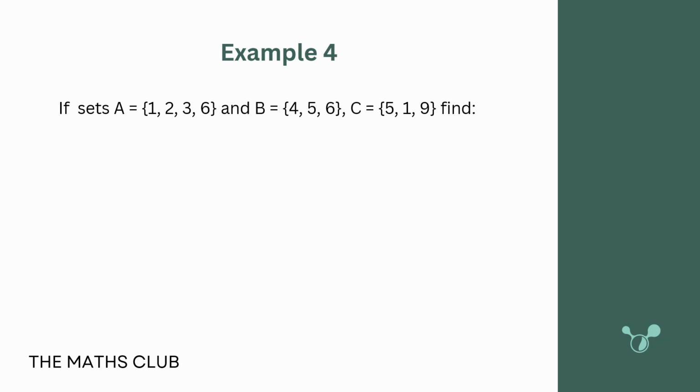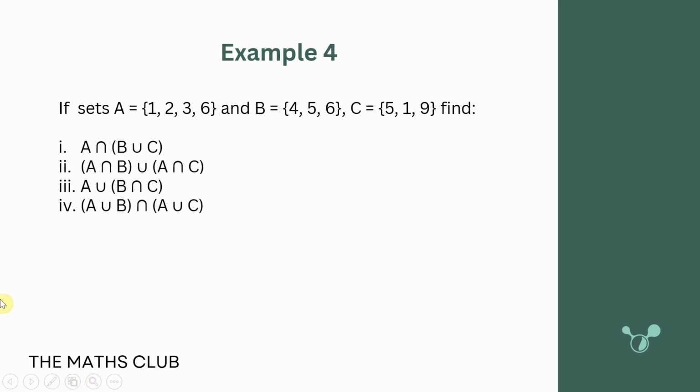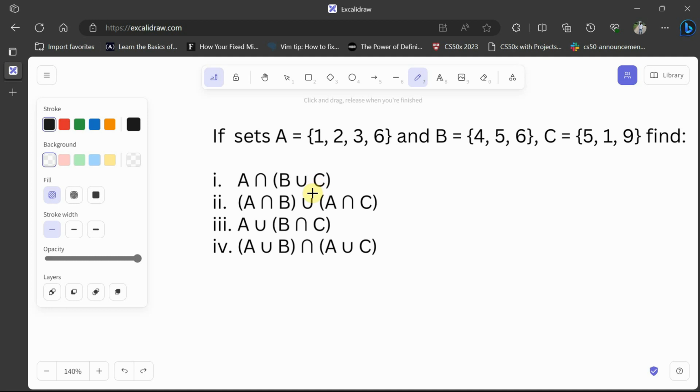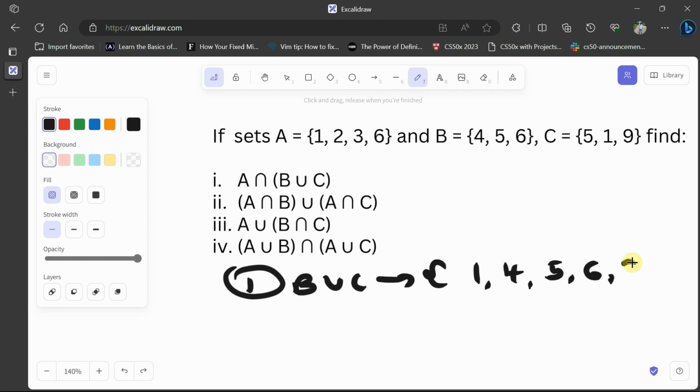If you have sets A, B, and C, I'm told to find A intersection B union C, A intersection B in brackets union A intersection C, A union in brackets B intersection C, and in brackets A union B intersection in brackets A union C. Let's solve number 1. First, I have to find B union C, like I said, always in alphabetical order. I'll just do 1, 4, 5, 6, 9. So that would be 1, 4, 5, 6, 9.